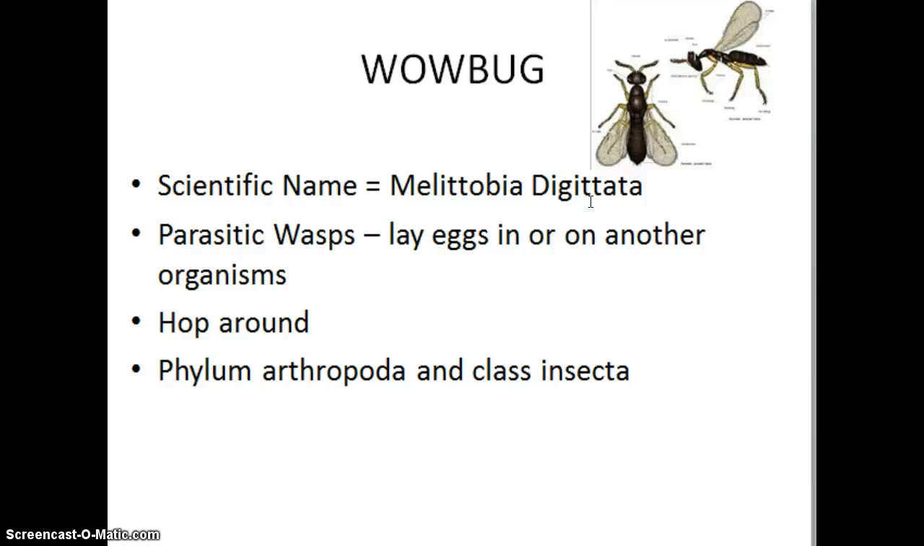So the wow bug is in class Insecta. It's an insect. If we look at the body structure, we see it has 6 legs, 2 antennae, a 3-part body: the head, the abdomen, which is the bottom part, and the thorax, which is the middle part. It also has a compound eye that we were able to view under the microscope.